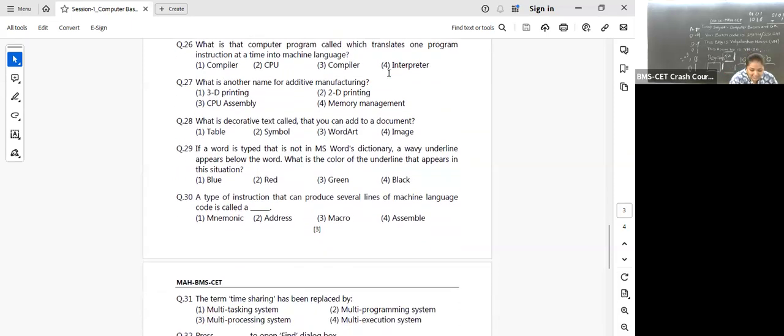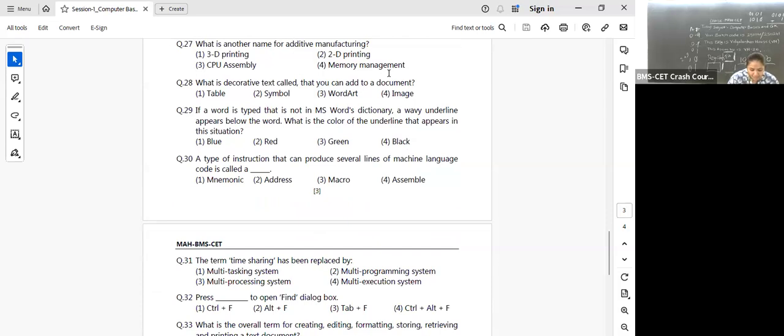Okay. Next is, what's the next question? If a word is typed that is not in MS Word's dictionary, a wavy underline appears below the word. And what is the color of that underline? Good, at least you observed that much. Yes, the answer is red. Okay, good. Next one.